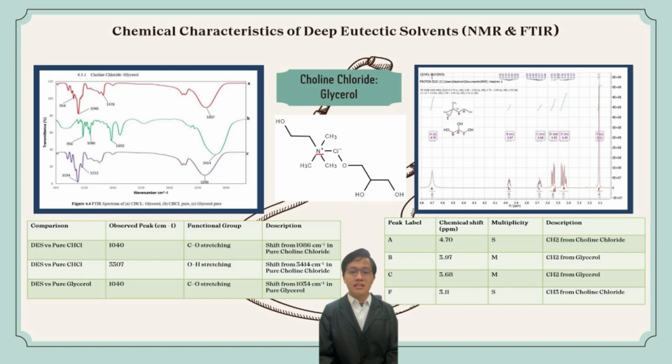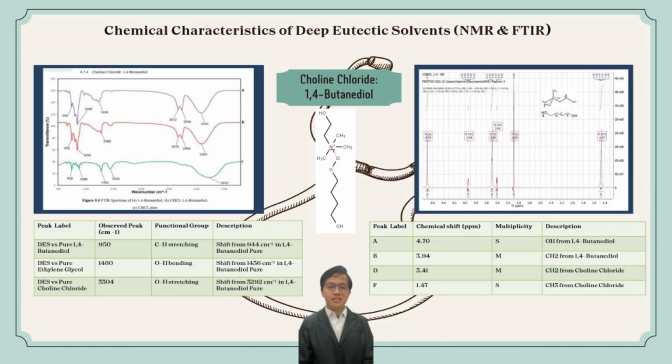In the case of the choline chloride glycerol mixture, a shift was observed in the C-O stretching and the OH stretching vibration. Specifically, the OH stretching vibration shifted to a lower wave number, similar to the C-O stretching observed in pure choline chloride. Conversely, in the starting material glycerol, both the C-O and OH stretching vibration shifted to a higher wave number. The subsequent sample is choline chloride 1,4-butanediol.